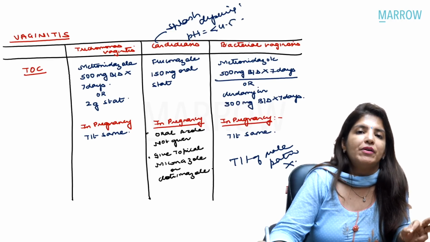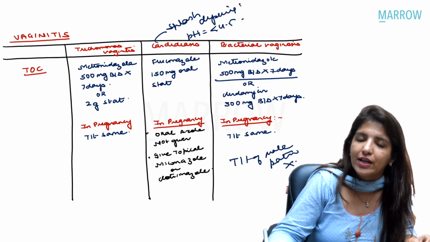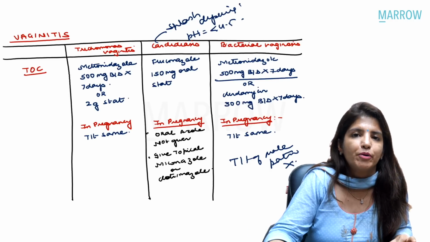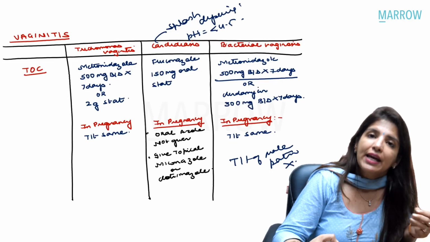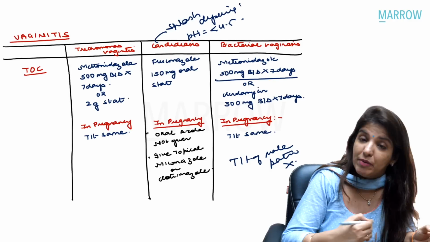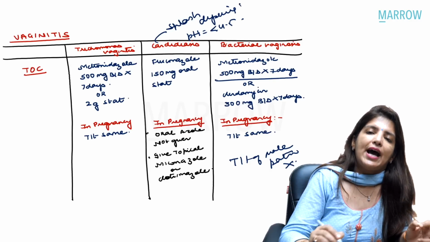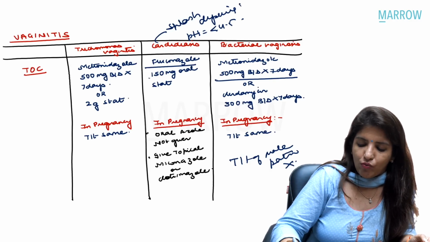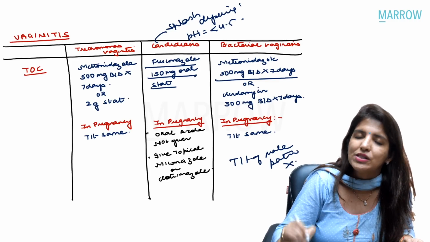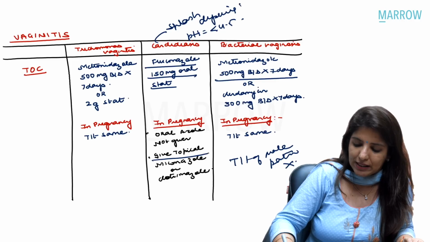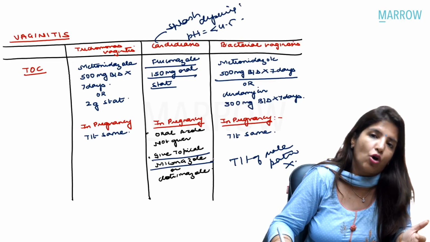Candidiasis is the most common vaginitis seen during pregnancy, with OCP use, in immunocompromised patients, with steroid use, and in diabetic patients. Right? In case of candidiasis, it may be sexually transmitted. And here the treatment is fluconazole, 150 mg oral stat. But in pregnancy, we do not give oral azoles. In pregnancy, you have to give topical, that is miconazole or clotrimazole.